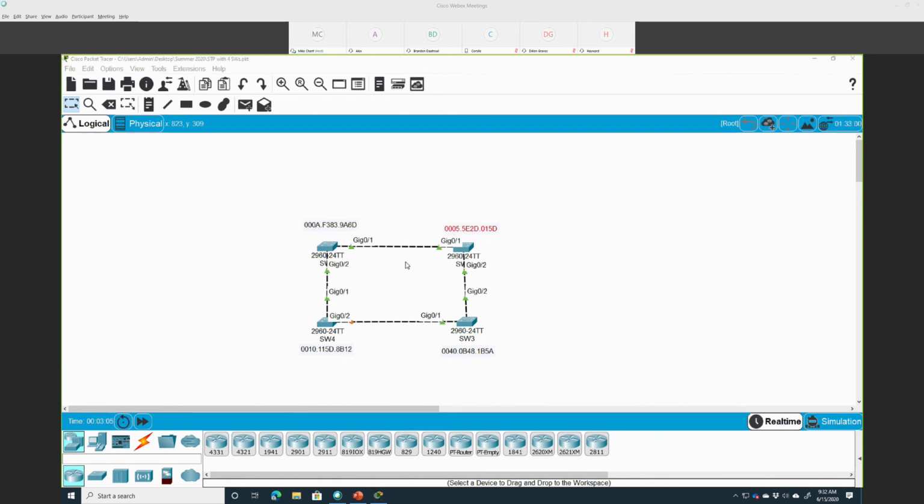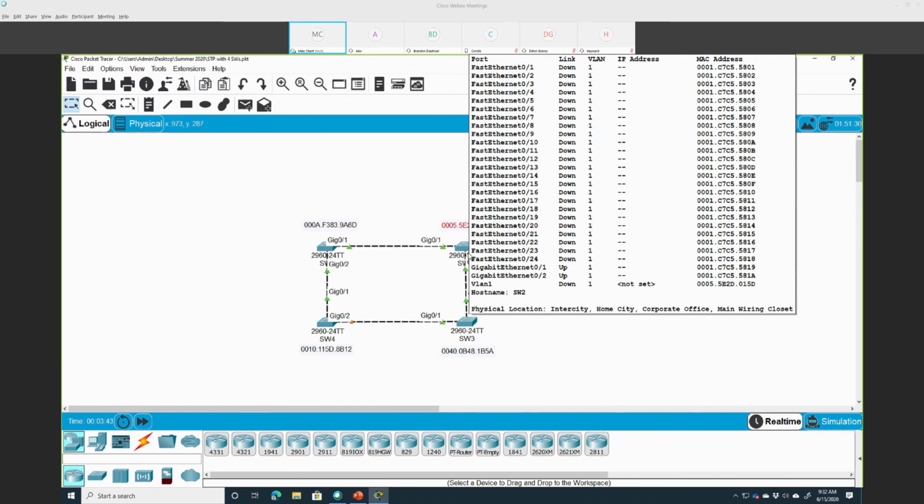So which one of these has the lowest MAC address? Let's see. I have 0005, I have 0004, I have 0001, I have 000A. So this one is the lowest MAC address. Therefore SW2, switch number 2, I'm sorry, becomes the root bridge. It becomes the reference point.